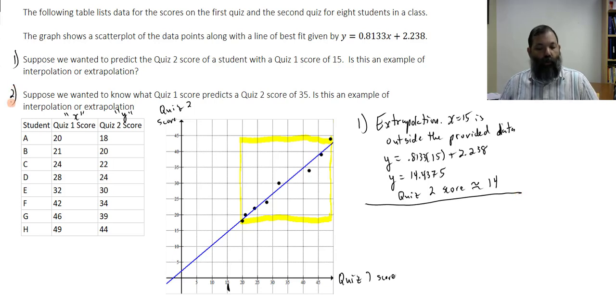Part 2 here. Suppose we wanted to know what quiz 1 score predicts a quiz 2 score of 35. So for part 2, a quiz 2 score of 35, that's here, that's inside the data. That's inside the range. And so this would be considered an interpolation. Y equals 35 is inside the provided data.